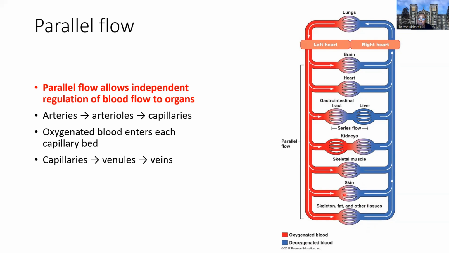So this is why it's important to understand the parallel flow, is that these organs are regulated independently, and there's an option as to where blood can flow, and more specifically, how much of that blood can flow to these various organs.